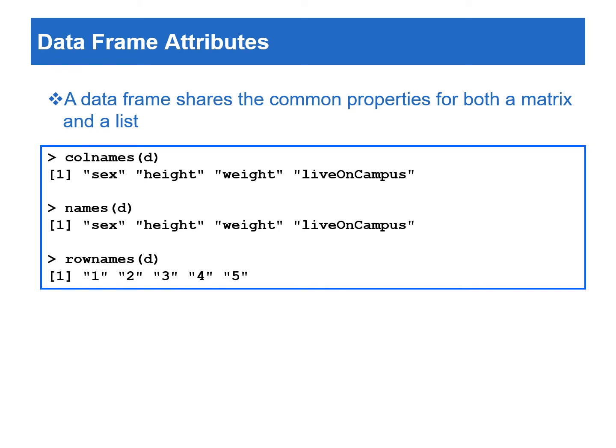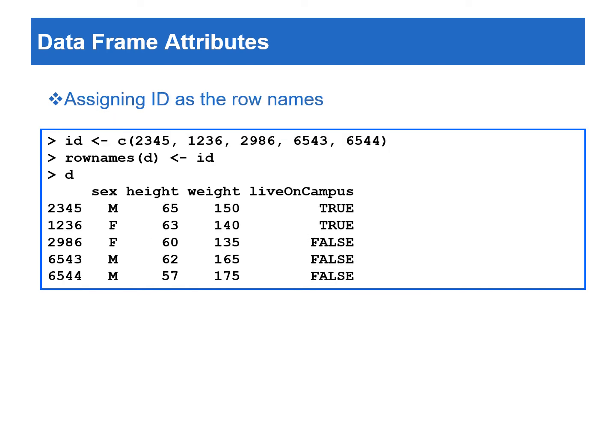By default, if we are not assigning row names to a data frame, default row names are assigned. For example, the default row names for the data frame D are 1 to 5. Notice that these row names are actually character types. Instead of using the default assigned row names, we can assign row names of a data frame with something more meaningful, such as subject's ID.